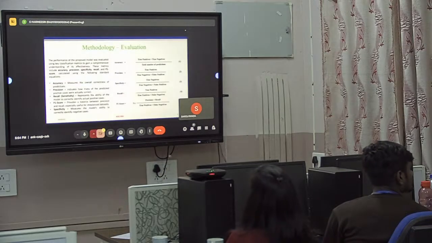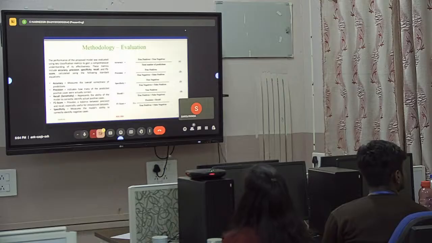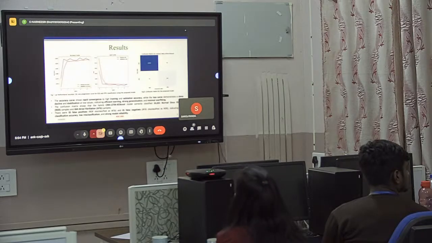Then we evaluated the proposed model using key classification metrics like accuracy, precision, specificity, recall, and F1 score. We have obtained results, and this is the accuracy and loss curve. We can see that the training and the testing accuracy are converging, while the loss curve is declining and staying at low levels. So this indicates that the model is not overfitting and it's generalizing well.